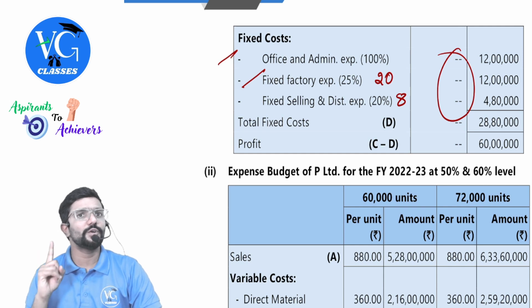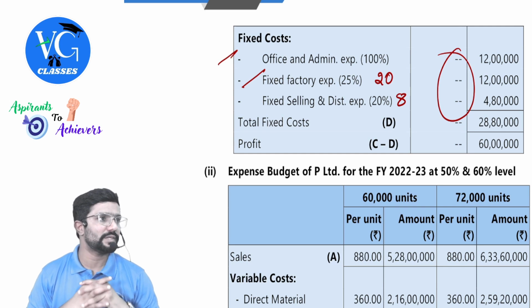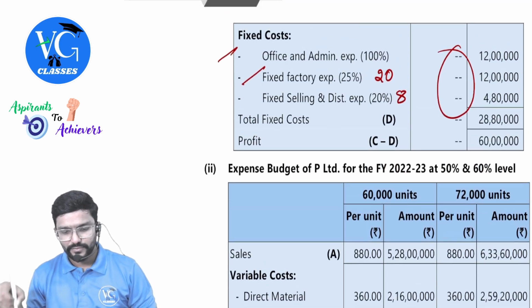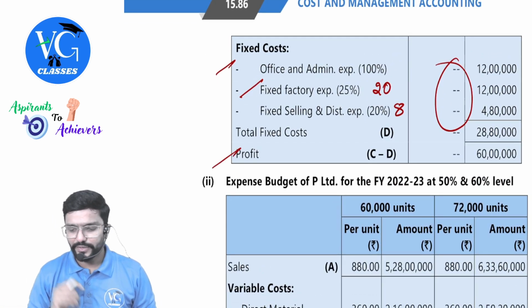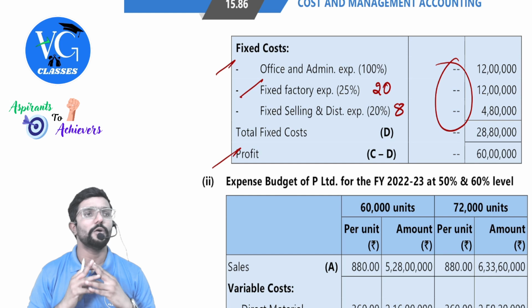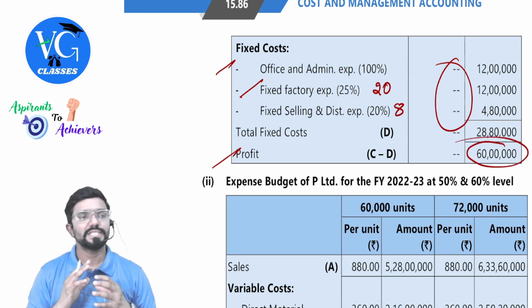Guys, please be careful. Total is not given in the question. With what should you multiply? 60,000. What do you get? Total fixed cost. Okay, sir. Now, calculate the profit. Sorry, contribution minus fixed cost will give you profit. So, the budgeted profit or loss they have asked for is 60 lakh.